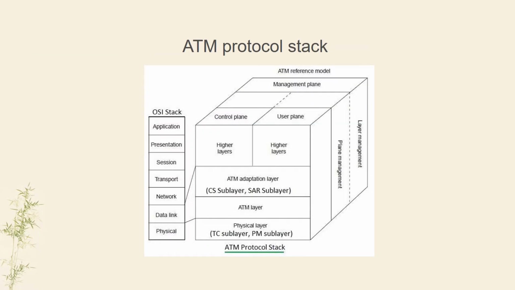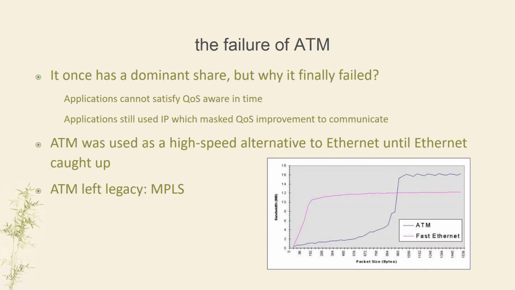So here is the ATM protocol stack. We can see that both the ATM layer and the ATM adaptation layer, which we'll talk about further, belong to the data link layer. ATM once had a dominant share, but why did it finally fail? Mainly because it cannot satisfy quality of service, especially for real time traffic. ATM was once used as a high-speed alternative to Ethernet until Ethernet caught up, as we can see from the picture. Also, ATM left its legacy called MPLS.